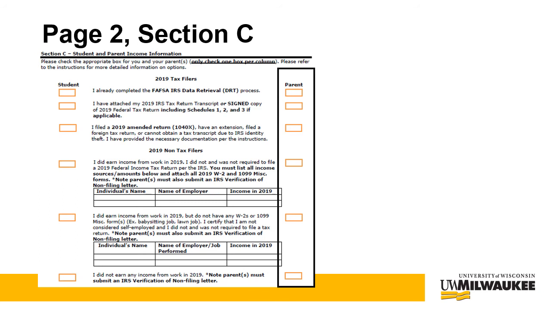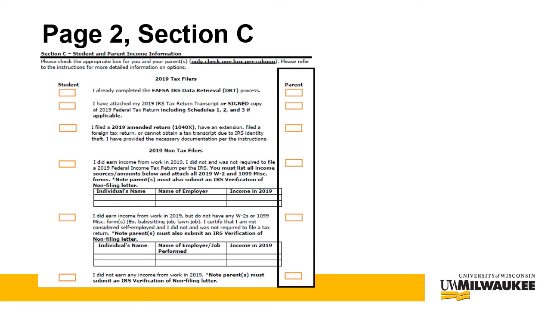For parents who have filed 2019 taxes, please review the statements listed under the upper section titled 2019 Tax Filers. You will indicate how your parent's income and tax information will be provided to the financial aid office. Please select only one statement that matches how your parent will provide that information.